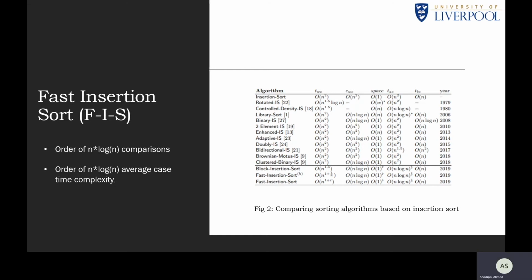They were developed in 2019 and they represent algorithms with O(n log n) worst case comparisons, as well as O(n log n) average case time complexity and constant space complexity.